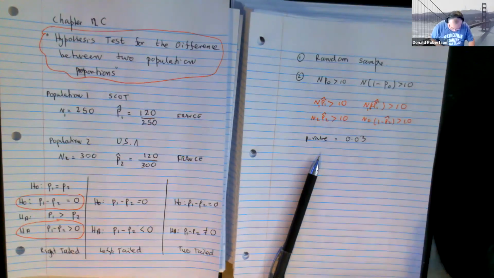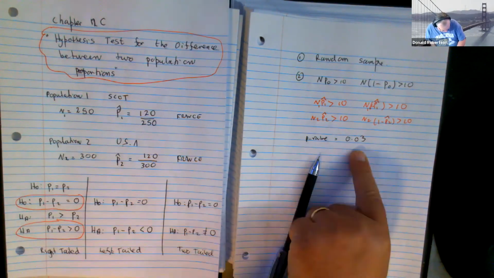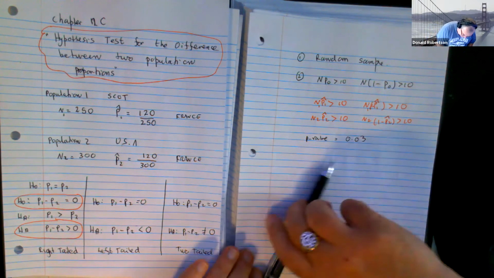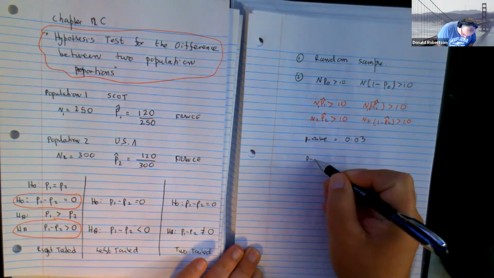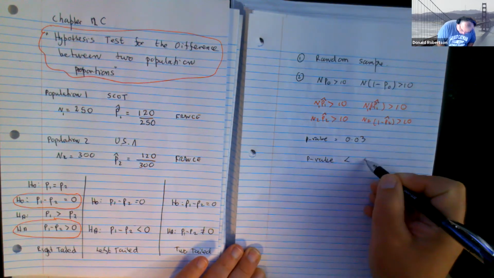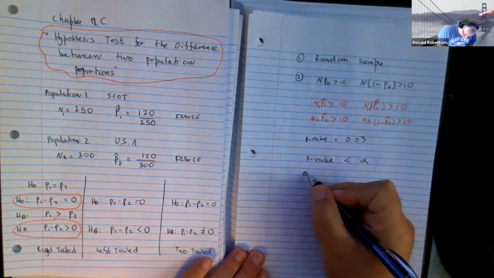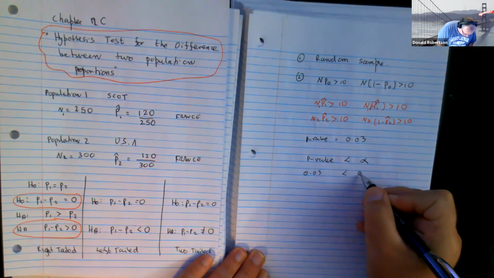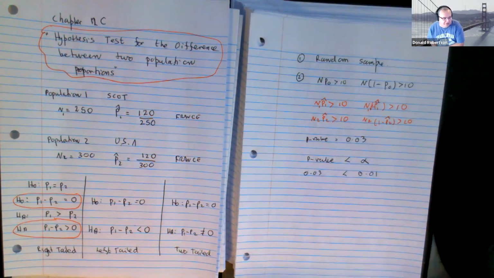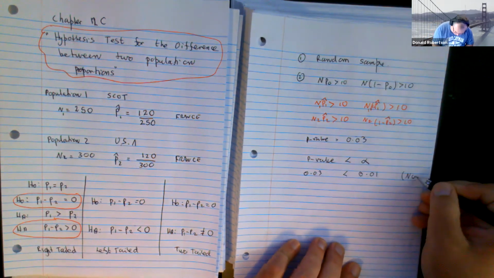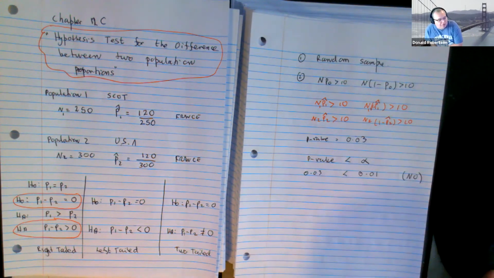Based on the data that we collected here, this is our p-value. Is this p-value less than our significance level of alpha? Well, is 0.03 less than the 0.01? Remember, I picked 0.01 in this story. We, both of us, Jade, you and me, we are both wrong. This is not statistically significant, right? There's not enough evidence to prove that Scottish people have gone to France more often than Americans.